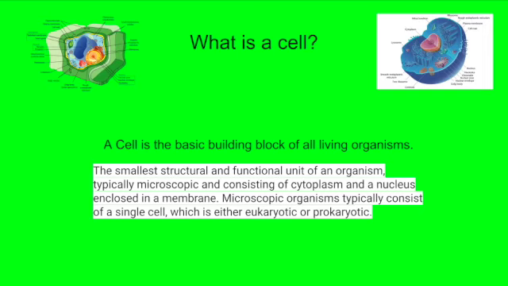All right. They have an enclosed membrane. Microscopic organisms typically consist of a single cell, which is either eukaryotic or prokaryotic. So here we have an animal cell, and here we have a plant cell. And we'll talk about the differences, like how this is just a membrane. This has a membrane and a cell wall to give it structure.